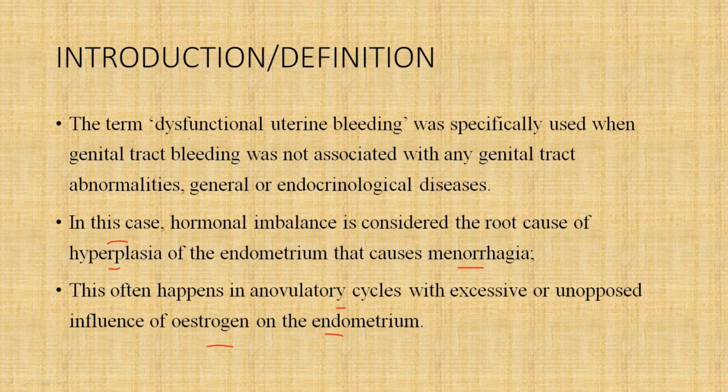So here, the term dysfunctional uterine bleeding was specifically used for genital tract bleeding that was not associated with any genital tract abnormalities, whether general or endocrinological diseases. But in this case, hormonal imbalance is considered the major cause of increase in the number of cells of the endometrium that would further result in excessive bleeding. This often happens in cycles where ovulation does not occur, therefore resulting in excessive and unopposed action of estrogen on the endometrium, which is the inner layer of the uterus or womb.